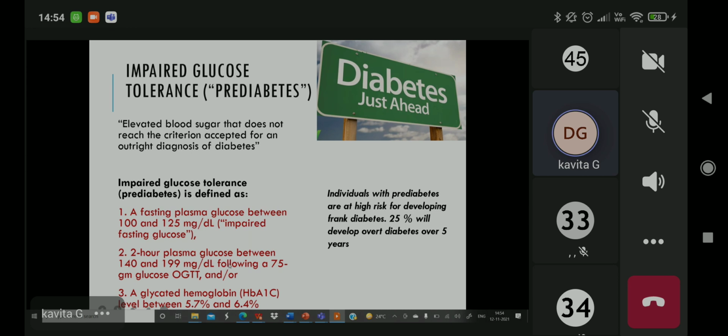So if your 2-hour plasma glucose is between 140 and 199, after a 75-gram load on the OGTT, again, this is pre-diabetes. And when your HbA1c values are between 5.7% and 6.4%, it is also pre-diabetes. Now, by the way, HbA1c is a test of hemoglobin electrophoresis. You may be asked, on hemoglobin electrophoresis, which peak is representative of HbA1c values, and your answer is P3.